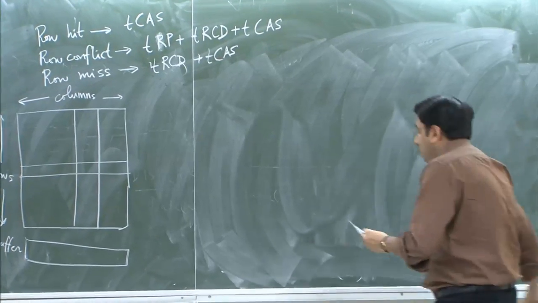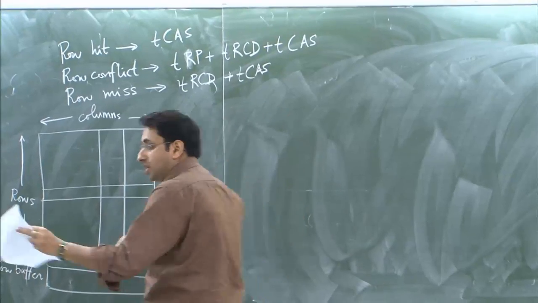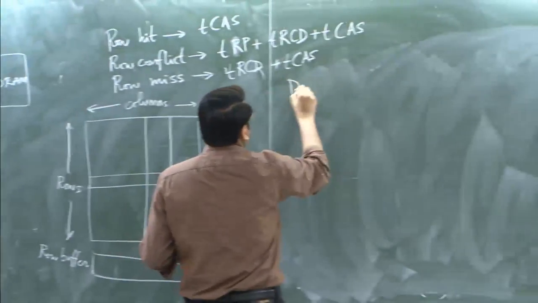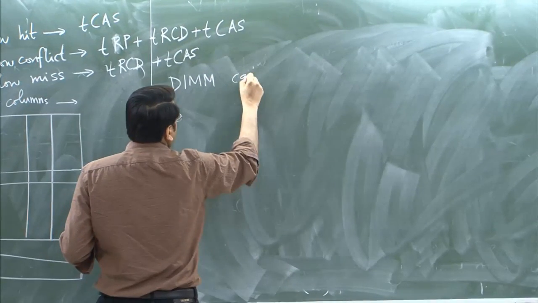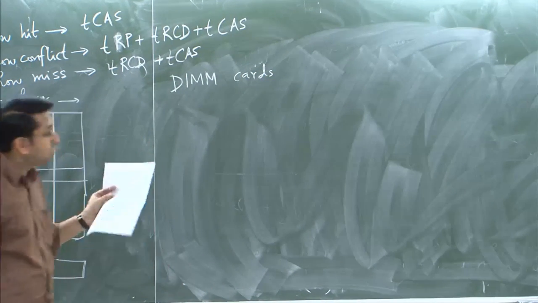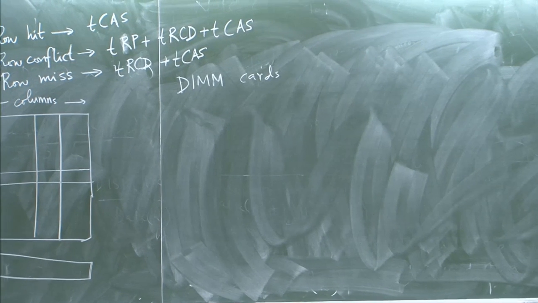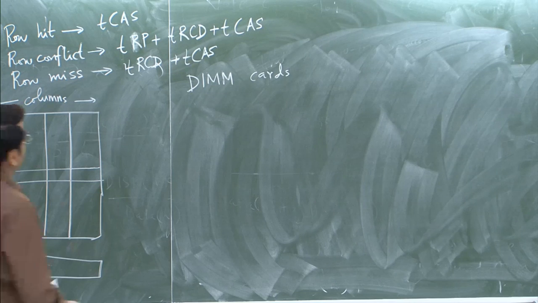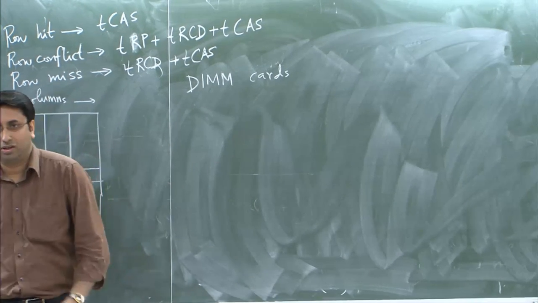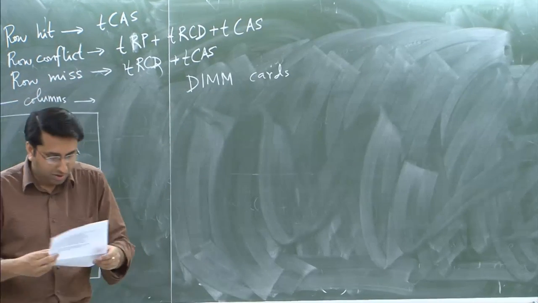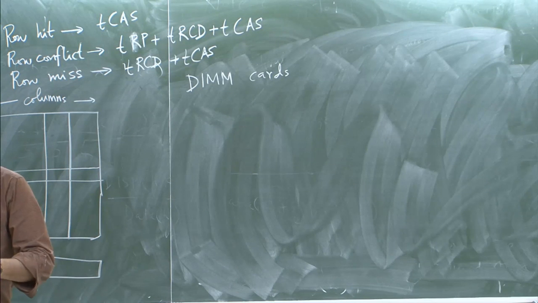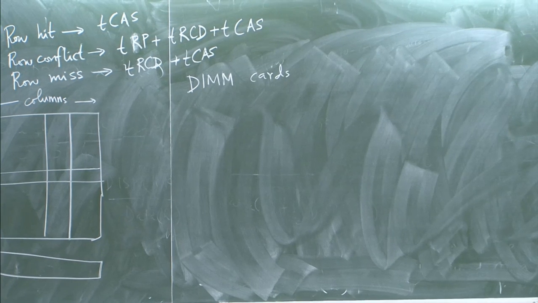This is called a dual inline memory module, or DIMM. These are called DIMM cards. There used to be a single inline memory module, a SIMM card, long back in the 90s. They had fewer pins, but today you won't be able to buy a SIMM card, they're not in the market. All you get is a DIMM card. And remember that it has nothing to do with whether the chips appear on one side or both sides. That has nothing to do with SIMM or DIMM.